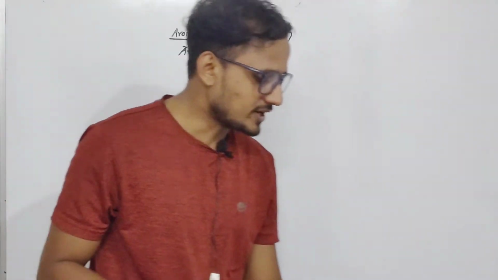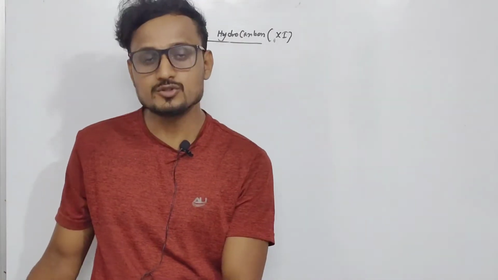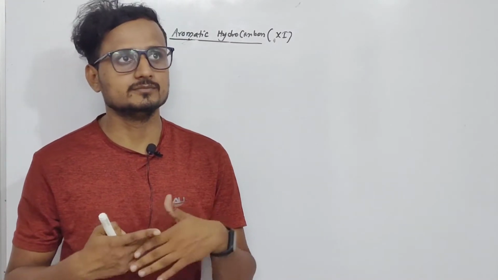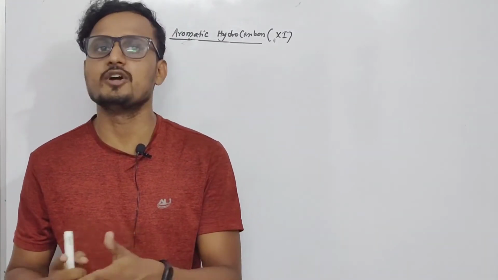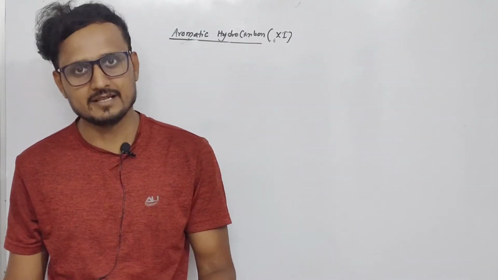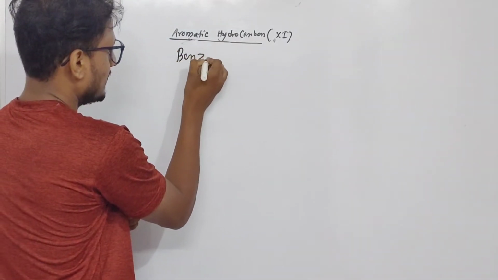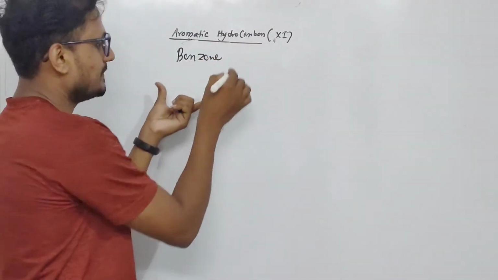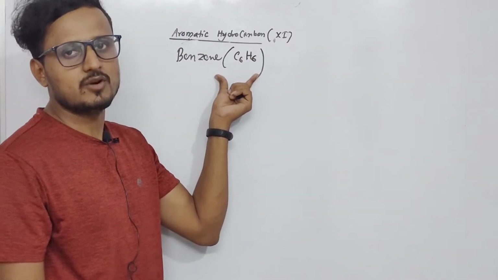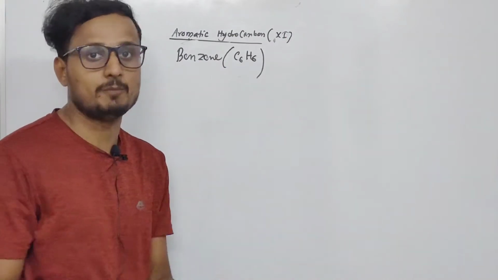Okay, now afterwards we learned that these aromatic hydrocarbons or aromatic compounds are those which can be compared with benzene and benzenoid compounds. So aromatic compounds are those like benzene and benzenoid compounds. Okay, so benzene is one of the best aromatic compounds. The molecular formula of benzene is C6H6.